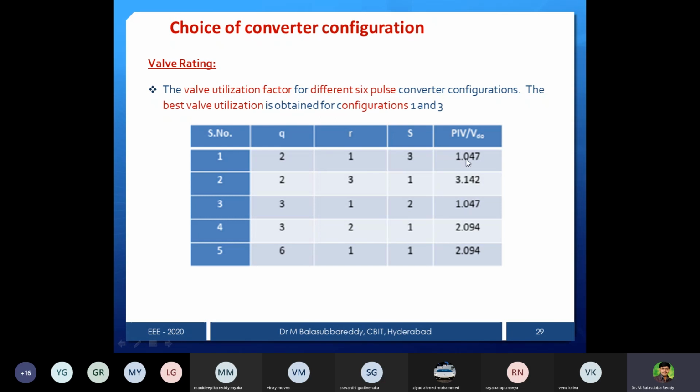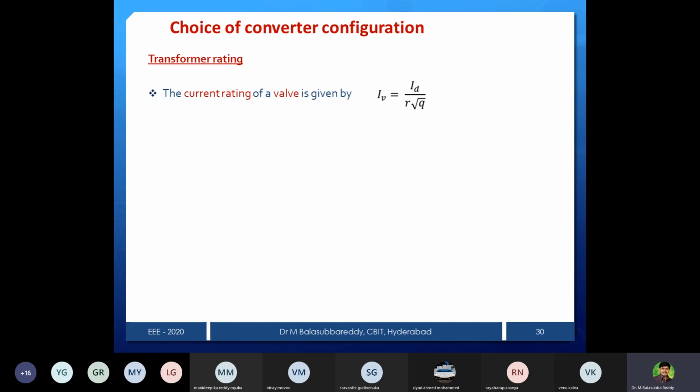If this is minimum, that will give us a better utilization factor, because it approaches unity, you are able to utilize properly. So that is the difference here. And now we can see the transformer rating. Whatever we observed so far is a valve utilization factor, and then this one is a transformer rating, because we are using a transformer also on the source side, source followed by transformer and followed by the converter in the HVDC scenario.